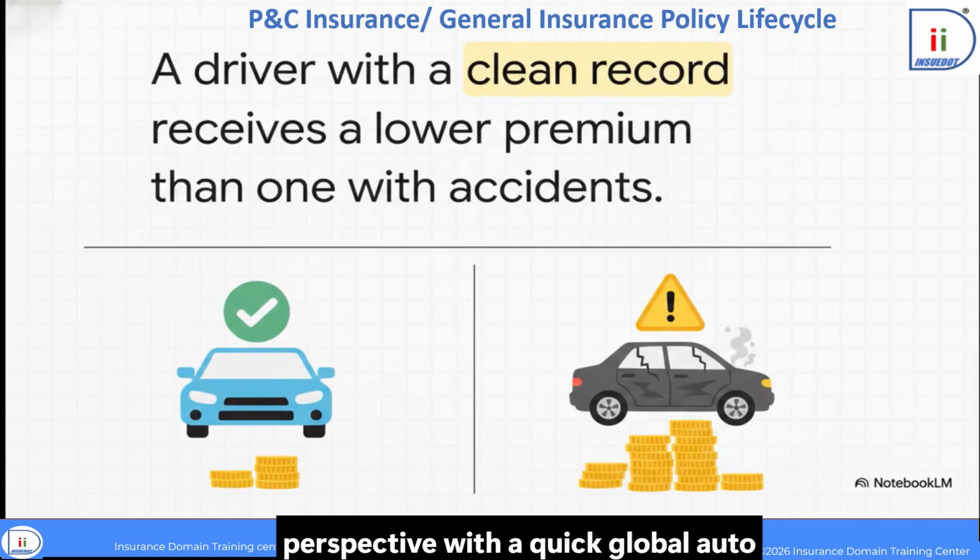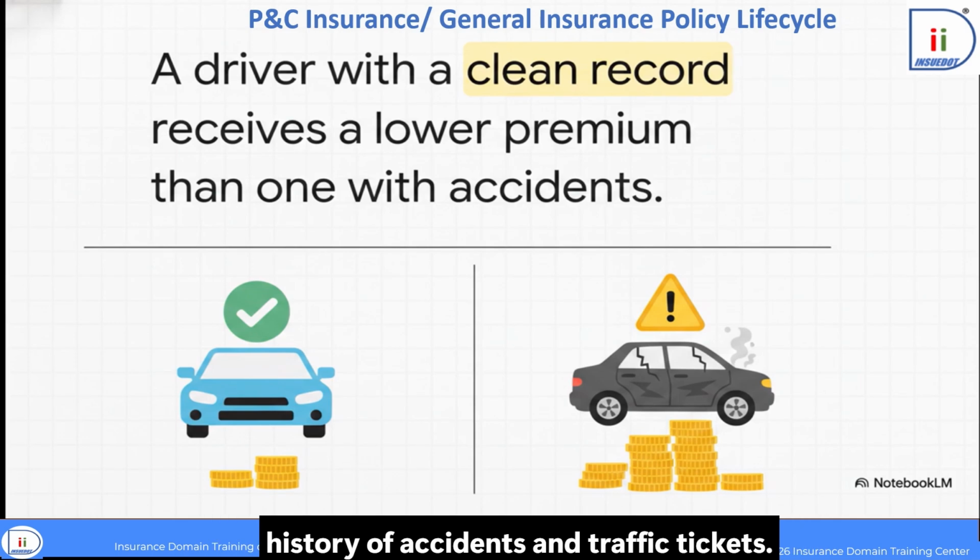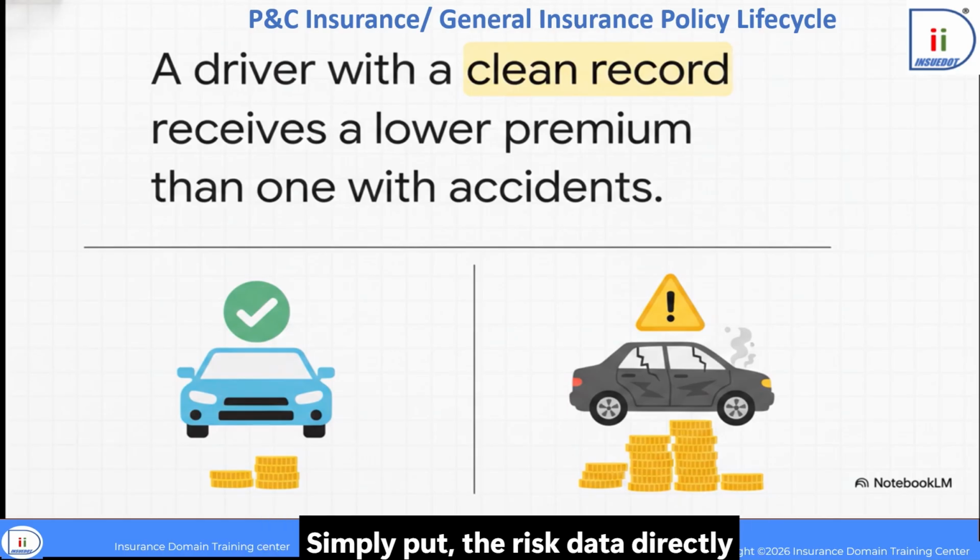Let's put this into perspective with a quick global auto insurance example. Say you've got a driver with a spotless record and a super safe car. The underwriting system sees that data and drops them into a lower rating class, right? They're statistically way less likely to file a massive claim. Because of that hard data, the rating algorithm spits out a lower quoted premium compared to someone with a history of accidents and traffic tickets. Simply put, the risk data directly dictates the price.